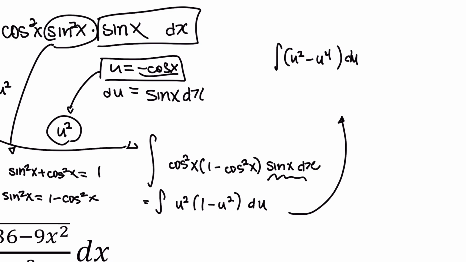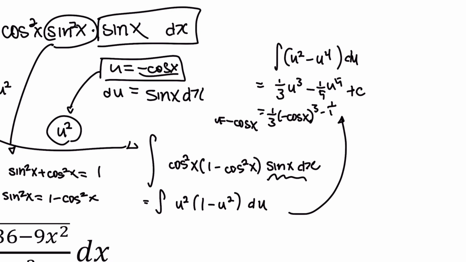Now we try to take the integral of this, which would be 2 plus 1 is 3, so the reciprocal is 1/3. 1/3 comes out, u to the 3rd power, minus 4 plus 1 is 5, so the reciprocal is 1/5, and then u to the 5th power plus c. But then we know that u is actually negative cosine x, right? So we're going to say the answer is 1/3 times negative cosine x to the 3rd power minus 1/5 negative cosine x to the 5th power plus c. So this would be our answer.